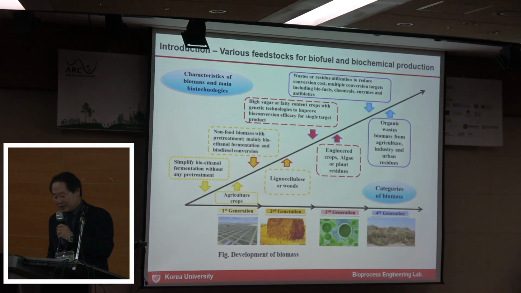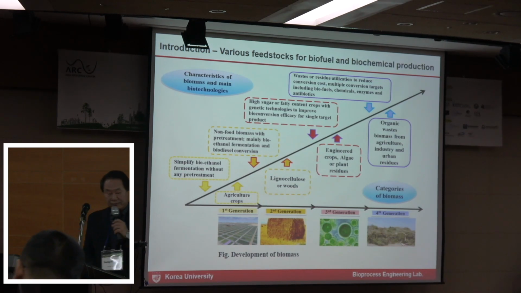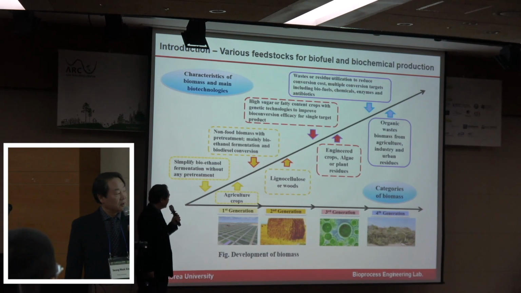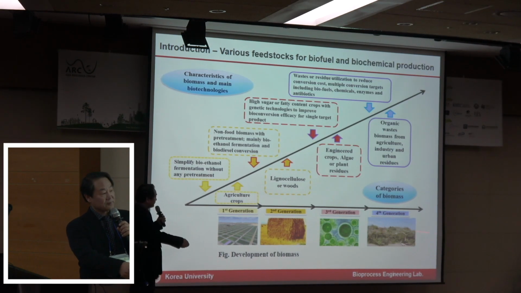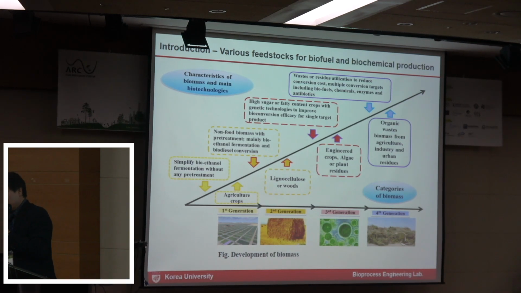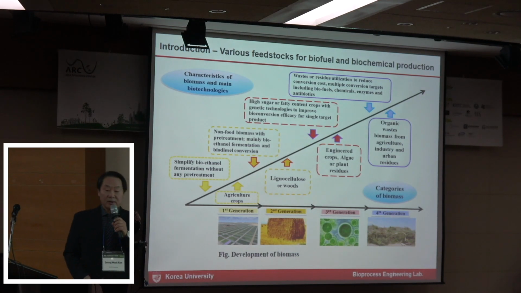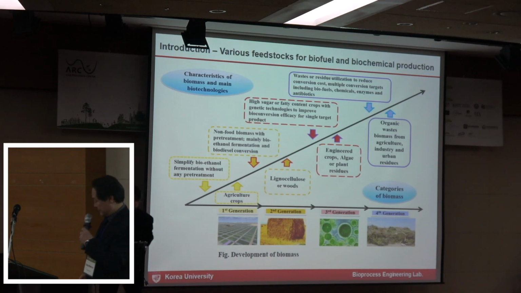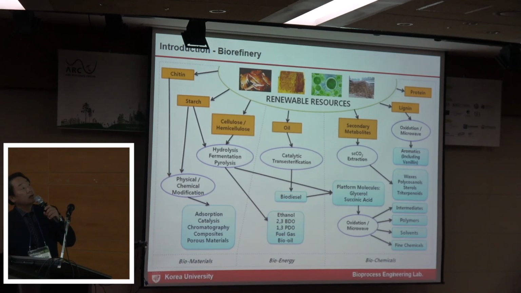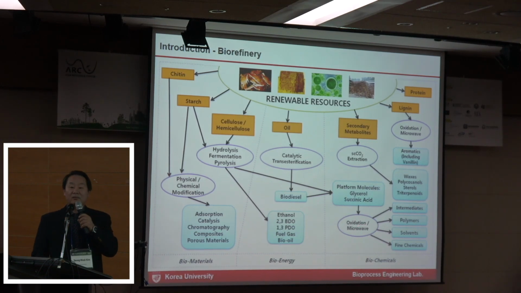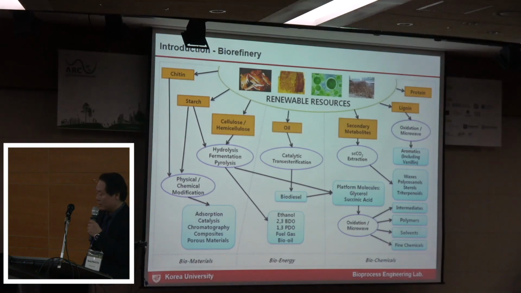As you can see here, in my laboratory we have used different kinds of biomasses, such as first, second, or third generation biomasses. Today I would like to introduce the third generation of biomass utilization. From renewable bioresources, we could produce biomaterials, bioenergy, and biochemicals, and you can see many products here. We call that process a biorefinery.